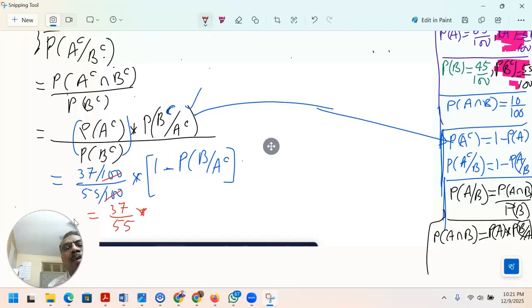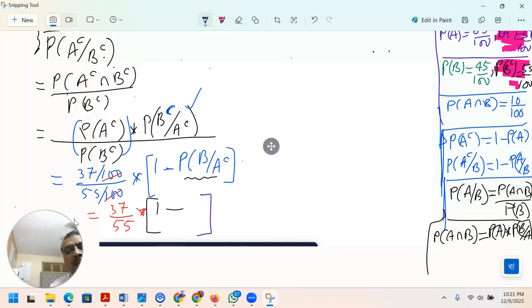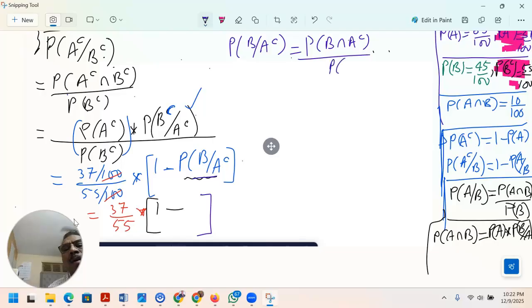And in this case, this will be 1 minus. Now we have to work out what this piece is, so let's figure that out separately and then come back and plug it in here. Let's find the probability of B and A complement. By the conditional rule of probability, this is probability of B and A complement divided by probability of A complement.